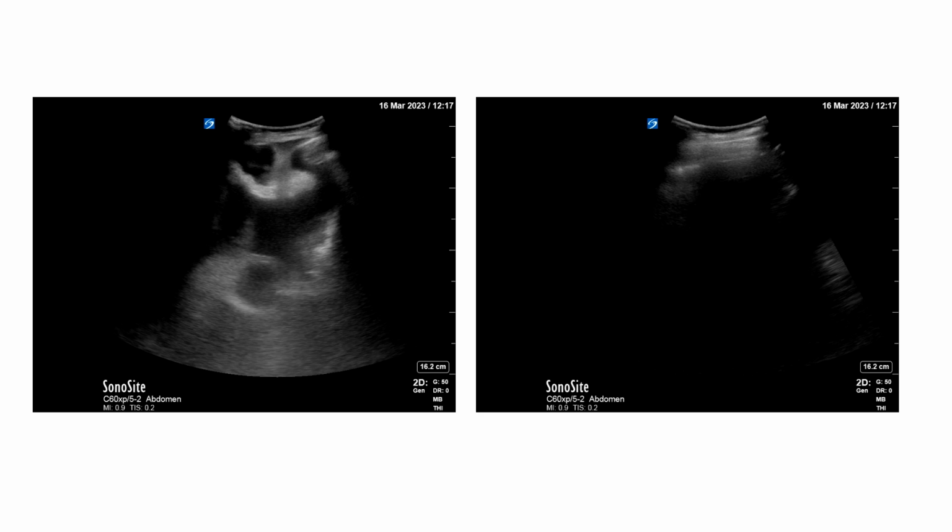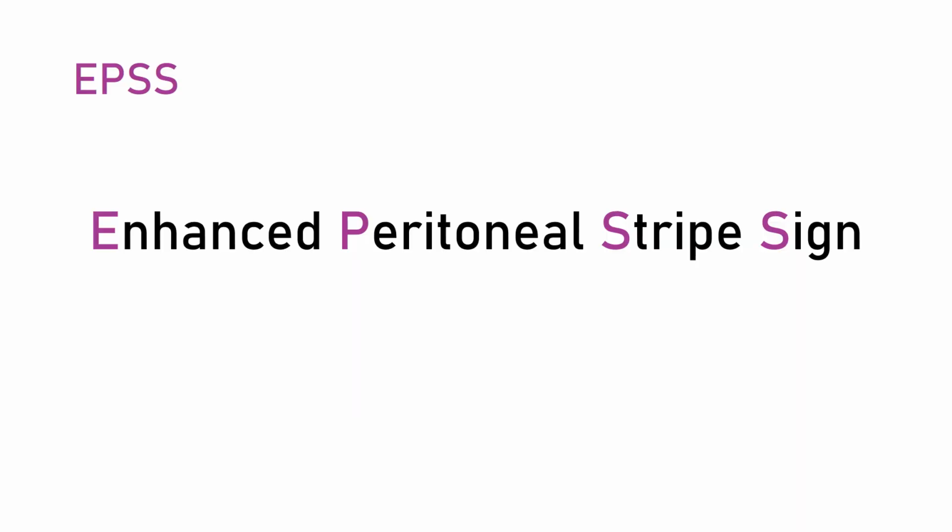Indeed, what you are looking for here is some intraperitoneal free air. And we can see that because of the enhanced peritoneal stripe sign, or EPSS. Let's not mix it up with the cardiac focus, where EPSS stands for E-point septal separation.